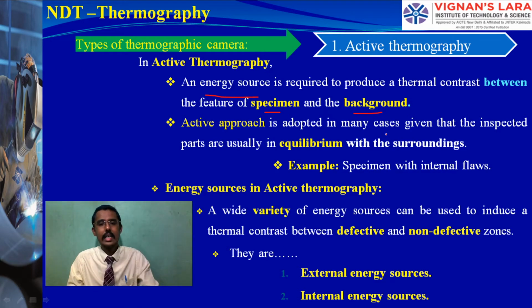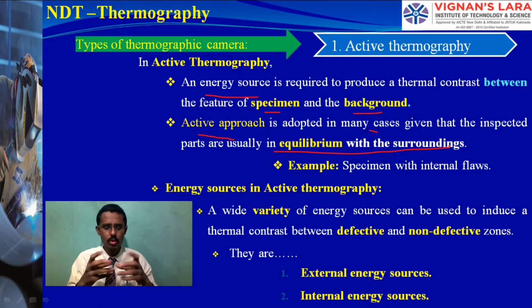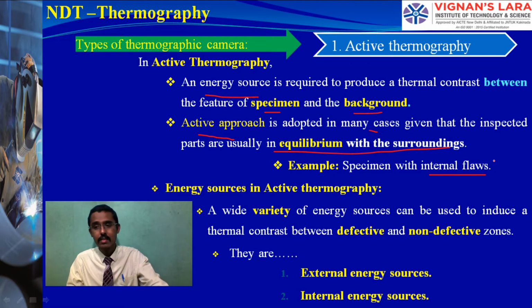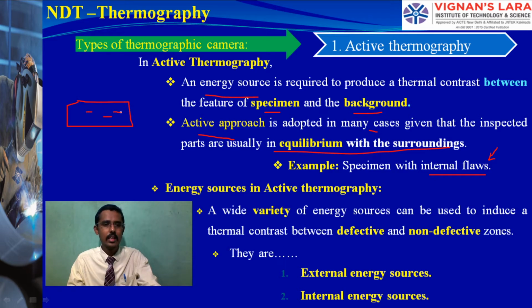The active approach is adopted in many cases given that the inspected parts are usually in equilibrium with the surroundings. To be equal, we should not deviate from other parameters. For example, take a specimen with internal flaws. This is our interest. We have to do inspection to find a crack over the specimen. Maybe a specimen is available, and somewhere here the defects are there. To find them, a light source or any infrared energy source or flashlight is passed over it, and when it is reflected, we observe it using a camera setup.